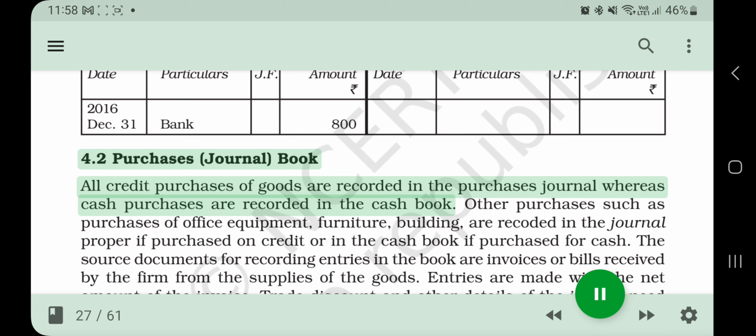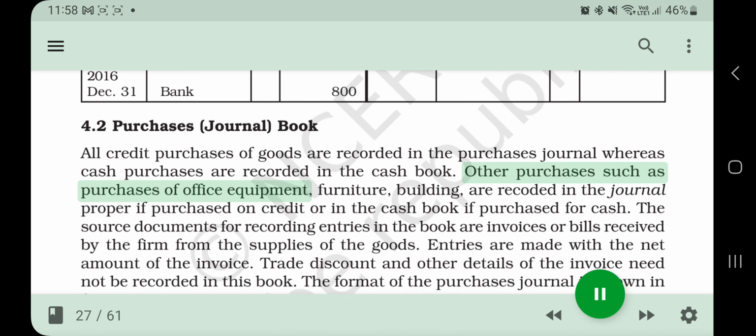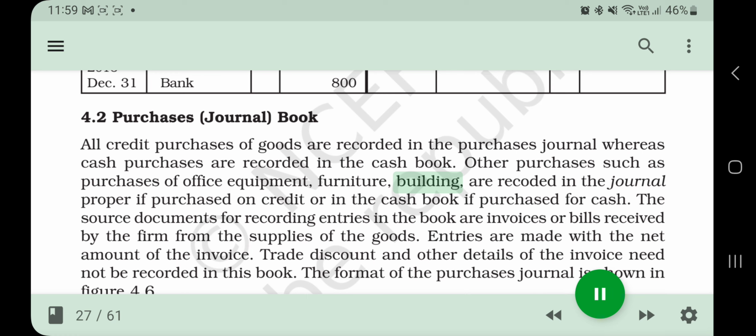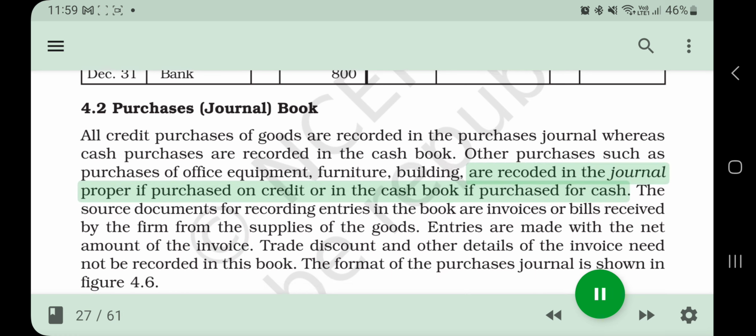4.2 Purchases Journal Book. All credit purchases of goods are recorded in the Purchases Journal, whereas cash purchases are recorded in the cash book. Other purchases such as purchases of office equipment, furniture, building, are recorded in the journal proper if purchased on credit or in the cash book if purchased for cash.